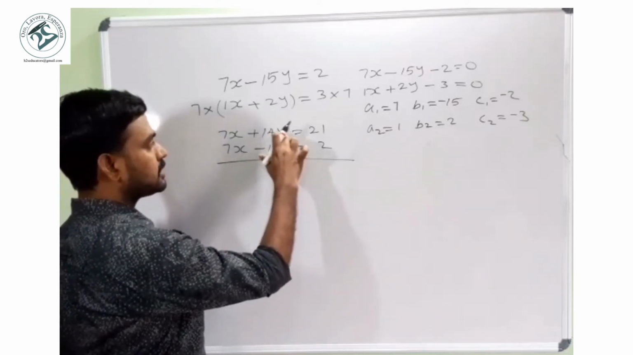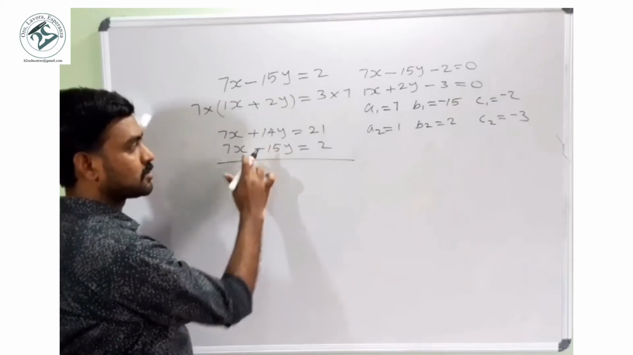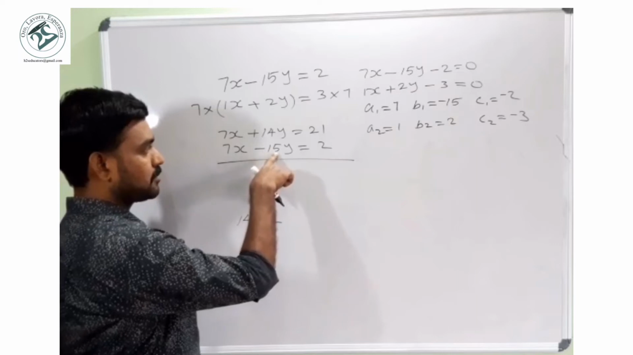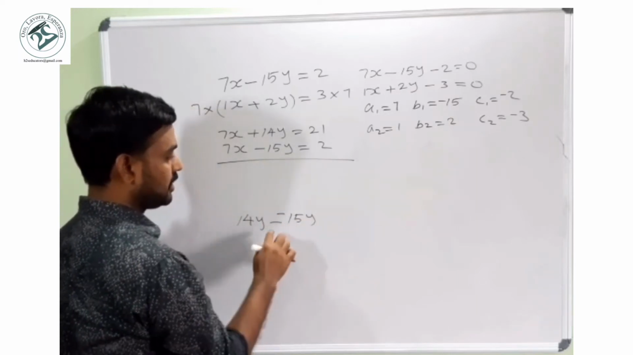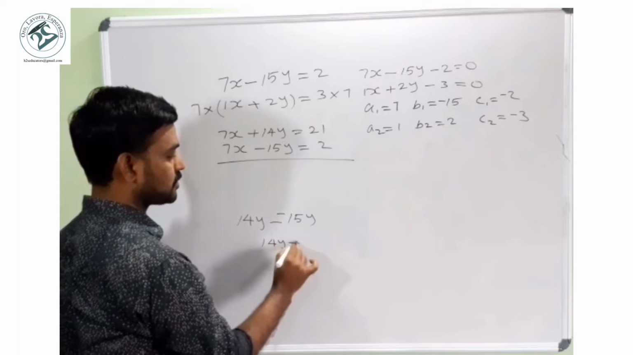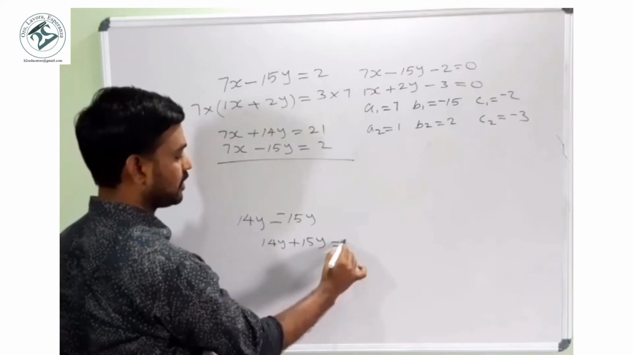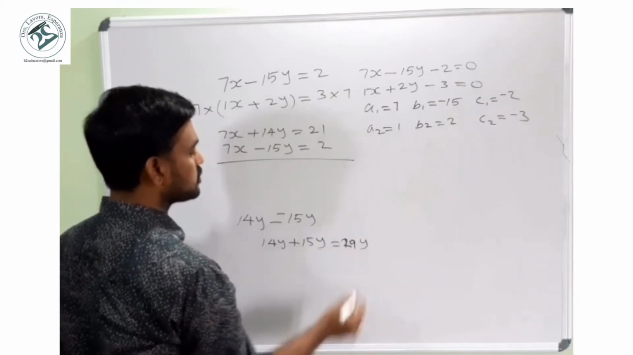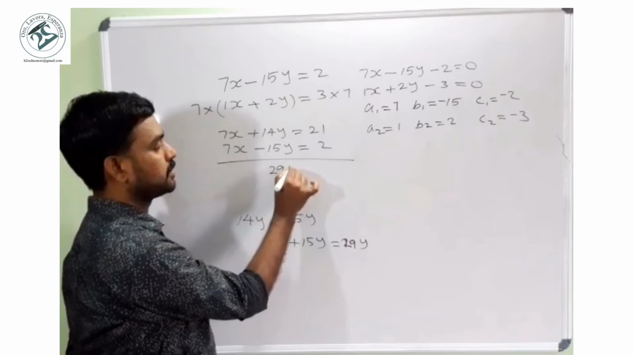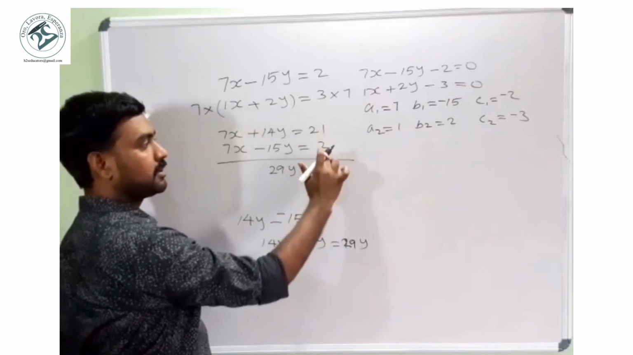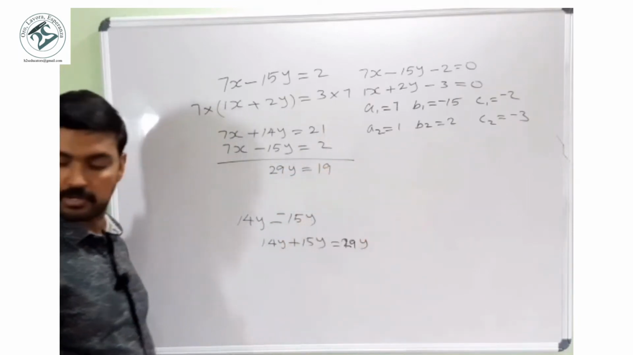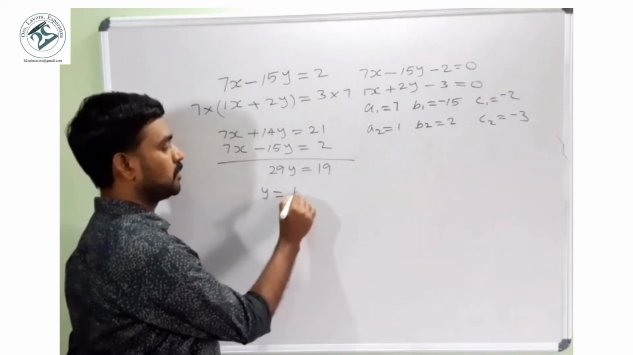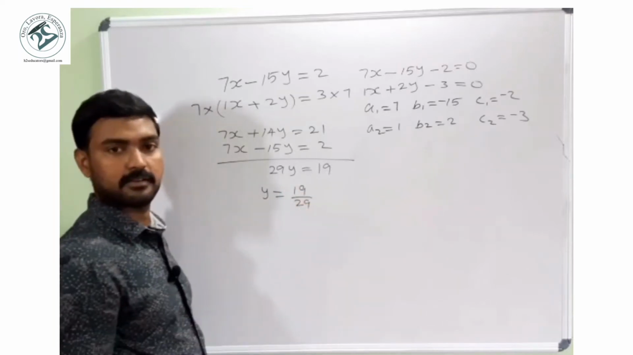Now 14y, subtraction again. So 14y minus, this is for subtraction, and this is the sign of the 15, minus 15y. These two minus symbols come, so it will be plus. So plus 15y. So the answer will be 29y. So we get 29y by subtracting. Here 21 minus 2 will be 19. So we got 29y is equal to 19. So we can write y is equal to 19 by 29.